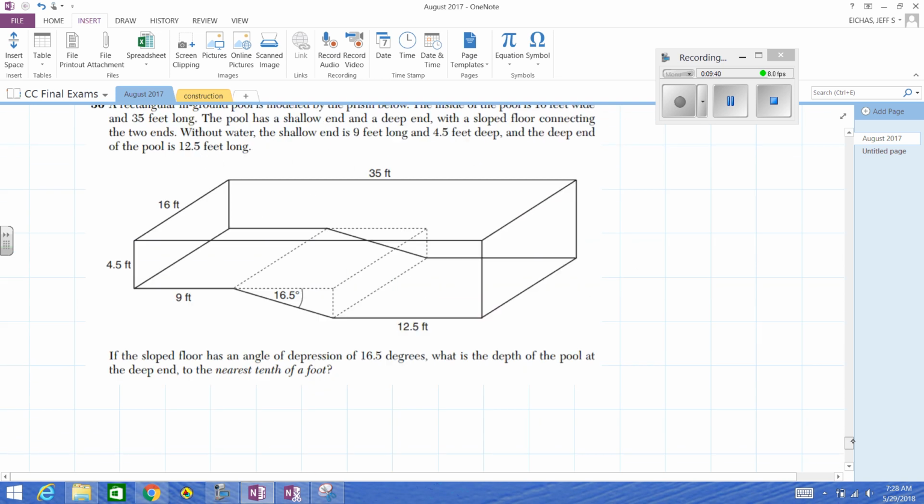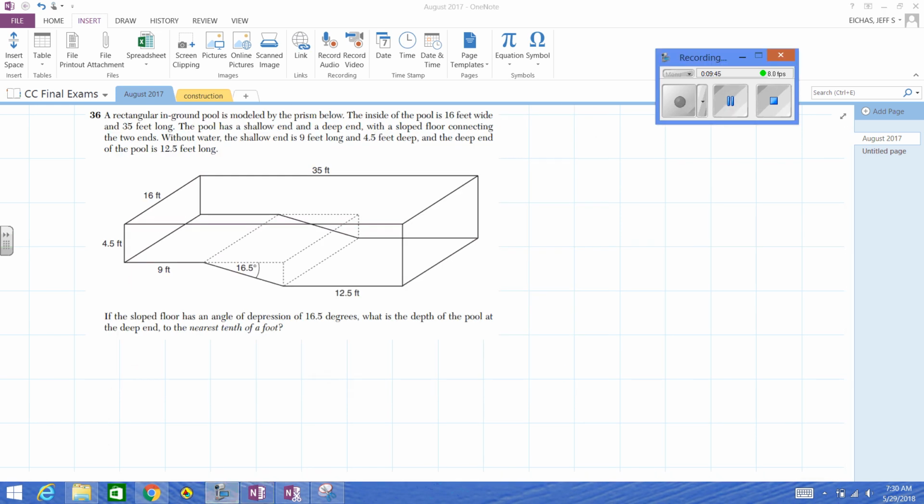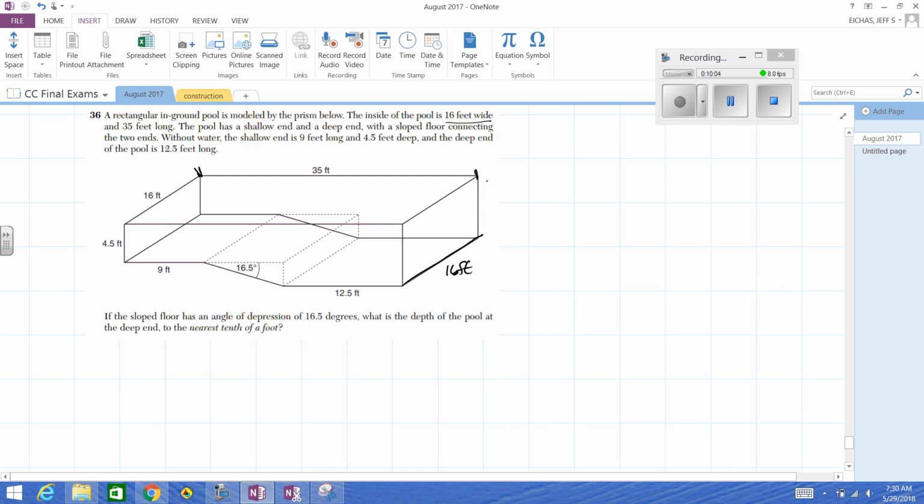All right, number 36. So an odd-shaped pool here. What we're going to look at is the inside of the pool is 16 feet wide. That's consistent, so that's 16 feet all the time. 38 feet from here to here. There's this sloped portion that's going to make things a little challenging, but they kind of drew it out for us, so that was nice.